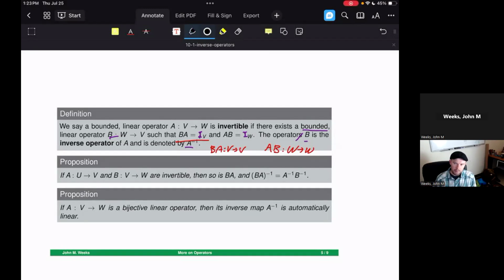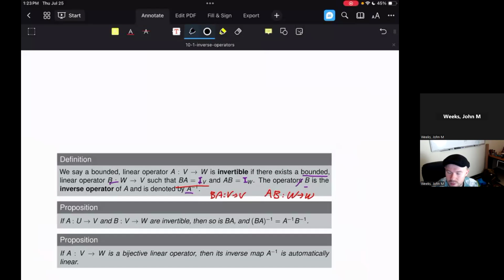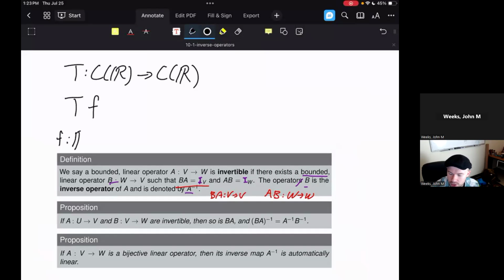So let's take a look at one of these examples. I'm going to do one that does go from one space to itself, just to get us some idea of what these sorts of operators might look like. Let's say that I take an operator that goes from the continuous functions on the real numbers to itself. And the way that I'm going to define it is this. I'm going to take T of f. So here, f is going to be a function that goes from R to R.